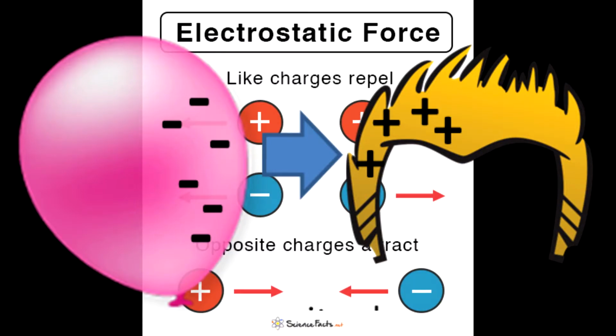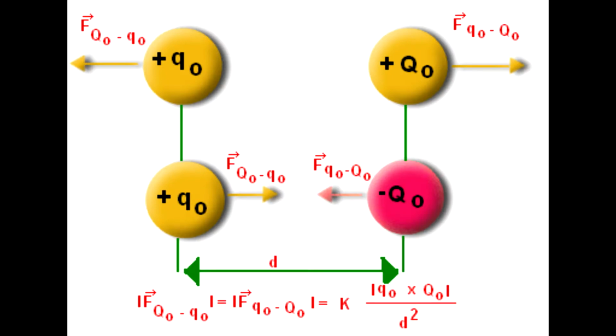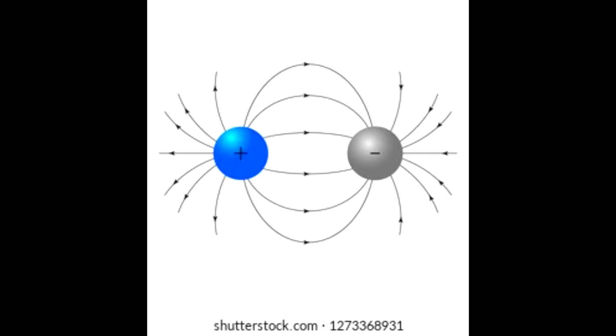Then we have electrostatic force. This is the force that attracts or repels bodies or matter that have an electric charge. We're going to demonstrate this with a balloon that is going to be charged negatively. I'll show you this later.